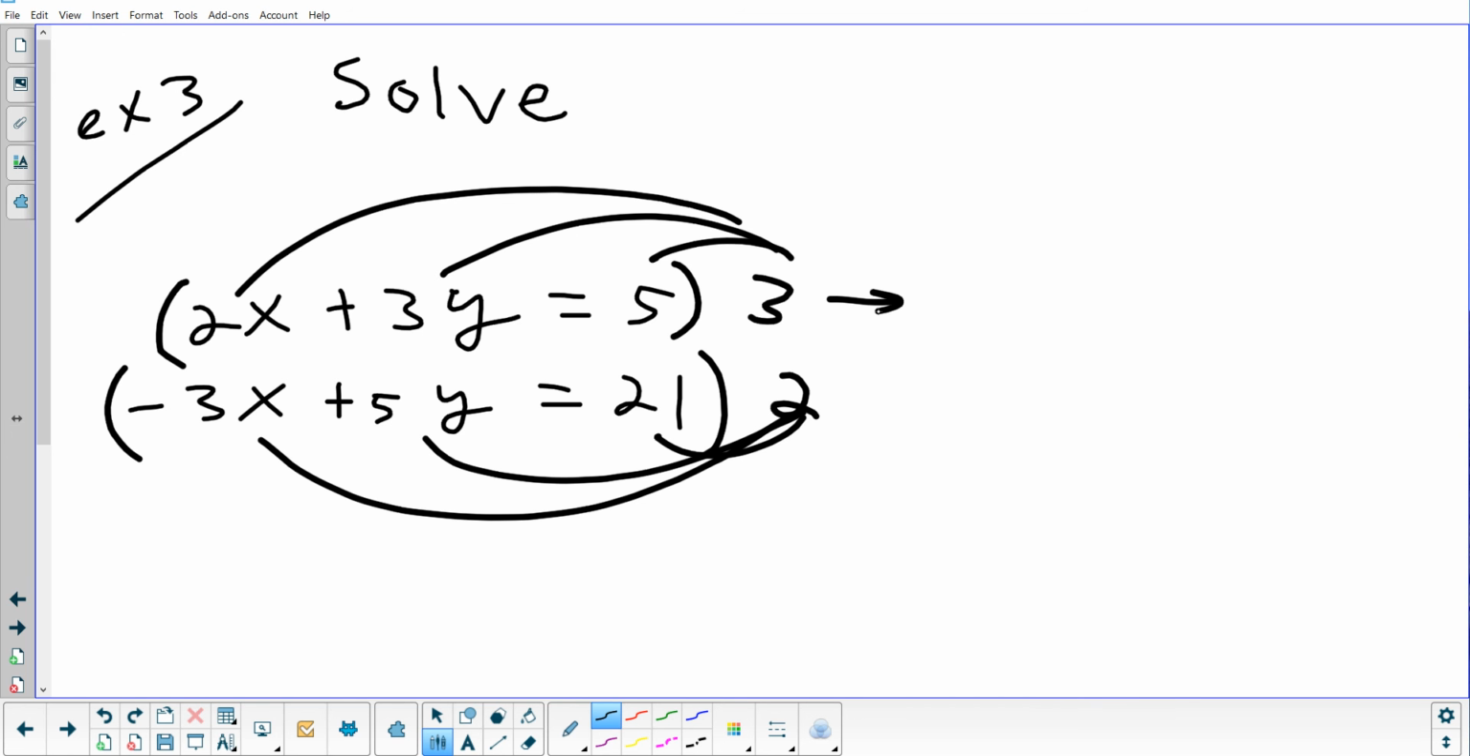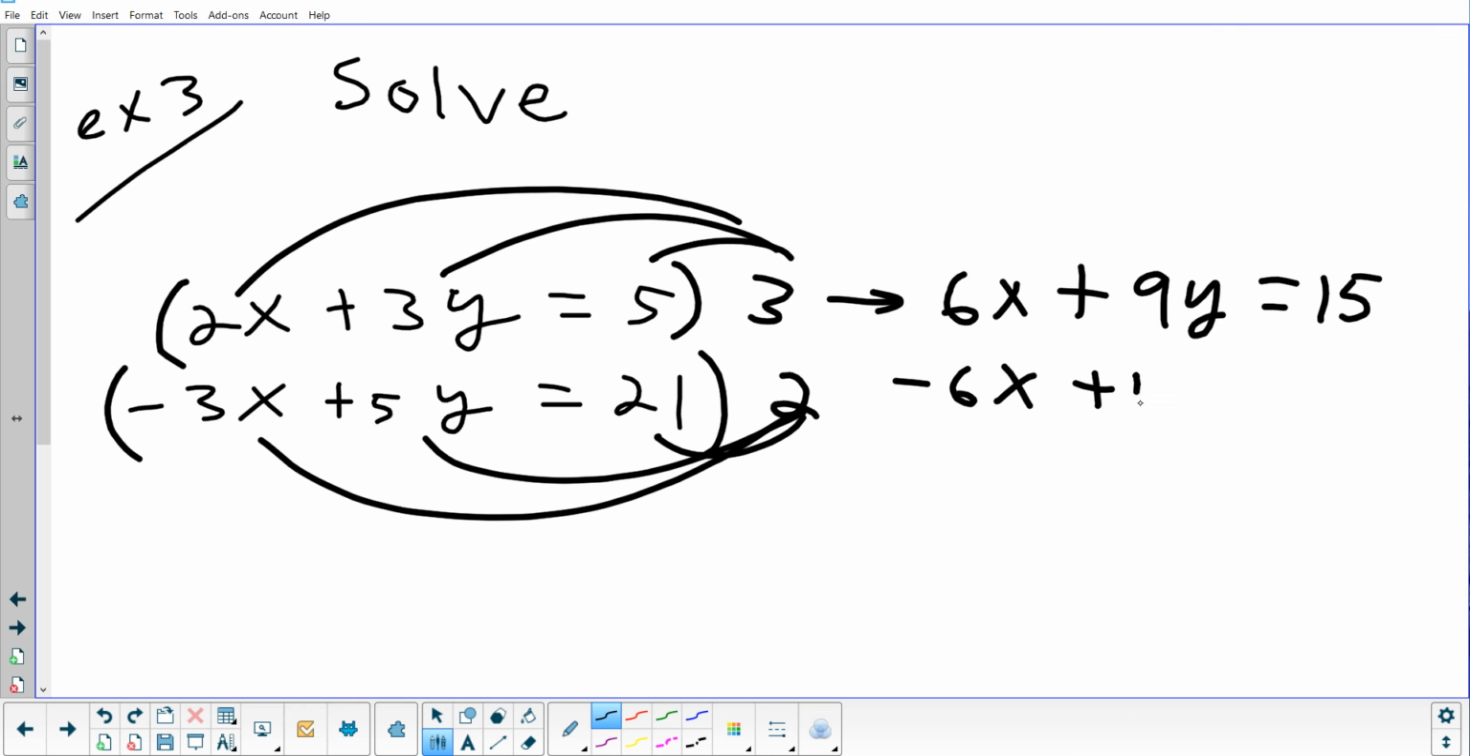Ethan, can you tell me what I get when I triple everything in the top? 6x plus 9y equals 15. All right, so there's the top. And Matt, how about when I double everything in the bottom? Negative 6x plus 10y is equal to 42. Okay.